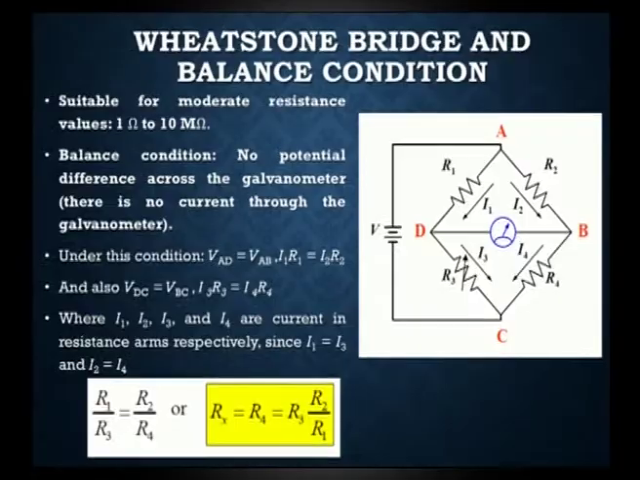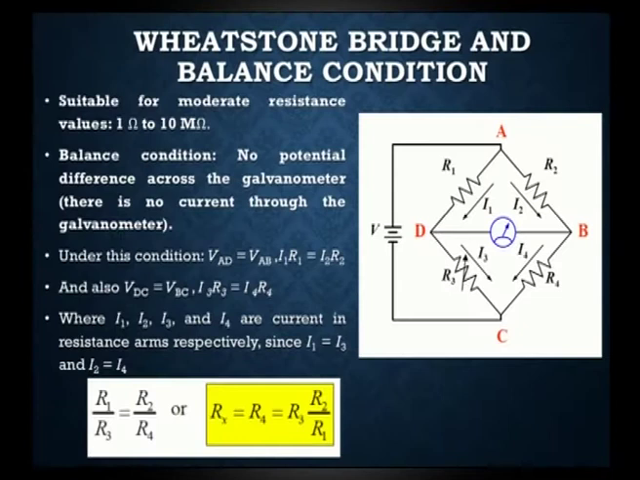The Wheatstone bridge is used to measure resistance, and it can measure only a certain range. It is suitable only for measuring resistance of moderate range, with values lying between 1 ohm to 10 mega ohm. One condition we need to consider whenever we use the Wheatstone bridge is that the balance condition is a must. The balance condition is no potential difference across the galvanometer, that is, no current through the galvanometer. So, Ig equal to 0 is the balance condition for a Wheatstone bridge.